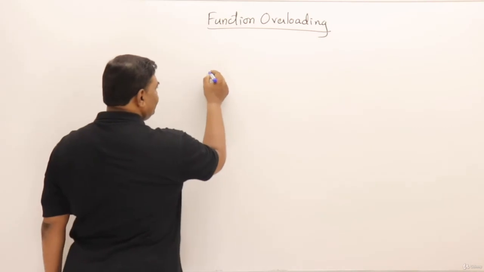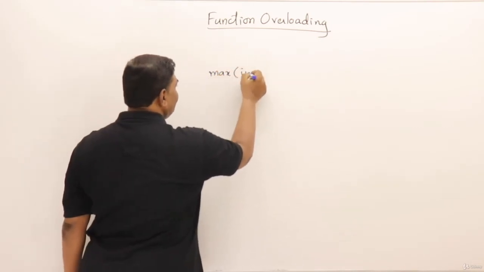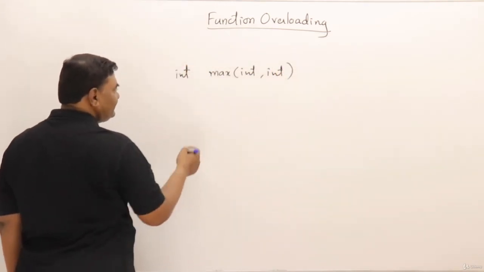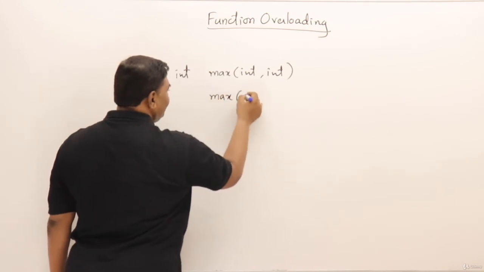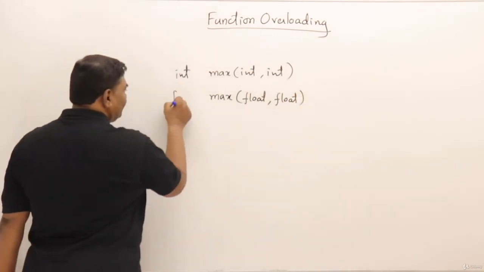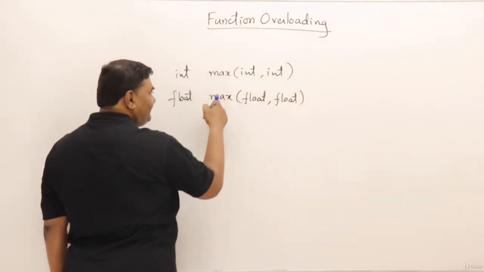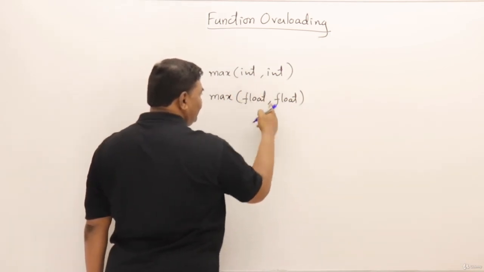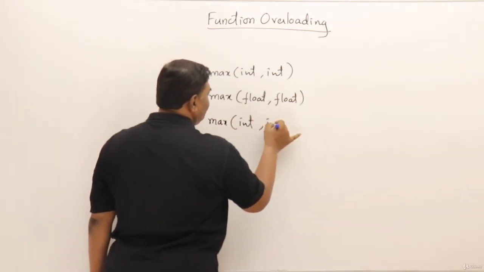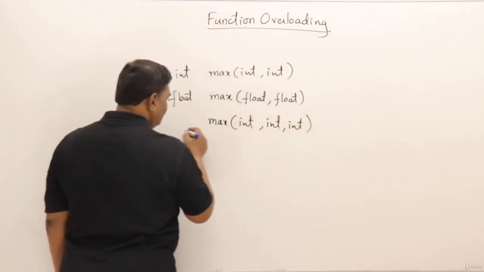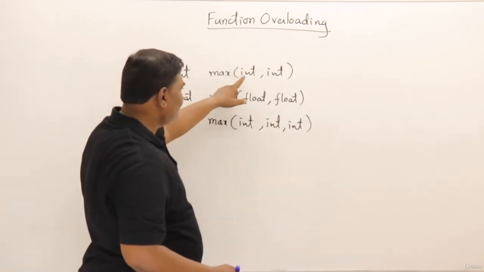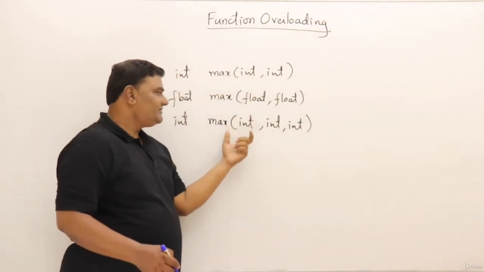So I will write one function whose name is max and it is taking two integers and the return type is integer. Yes, I can have that. One more function with the same name, taking two floats, and the return type is float. Are these two different functions? Yes, because their parameter list is different, the data type is different. Can I have a max function which is taking 3 integers and returning an integer? Yes, it is different from this one because the data type is different. It is different from this one because the number of arguments is different: 2 integers and 3 integers.